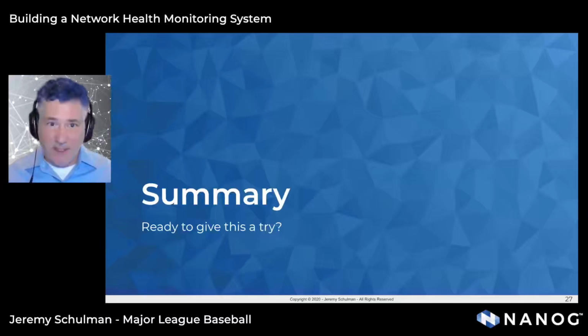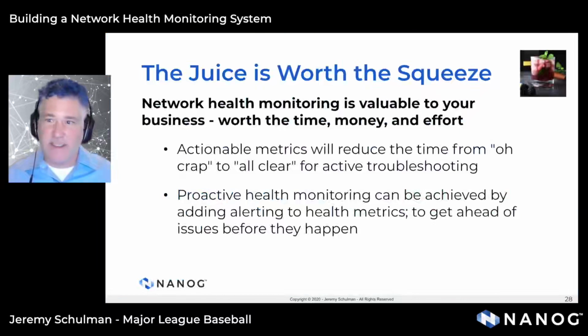So, does this sound like something you want to try out? It's important to understand, when you're looking at the effort you put into network automation, what is important to you? What is important to your business? I always ask the question: is the juice worth the squeeze? Meaning, if you have to put a lot of effort into something, is it worth it to your business?